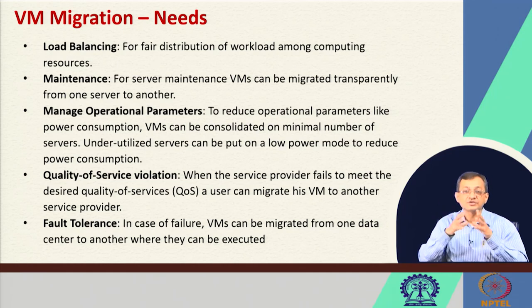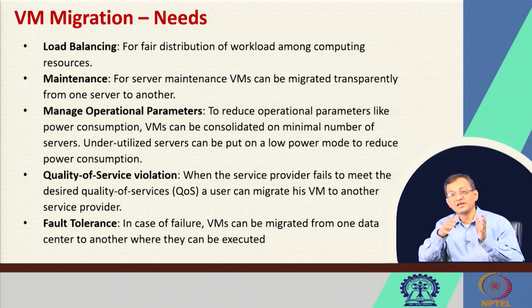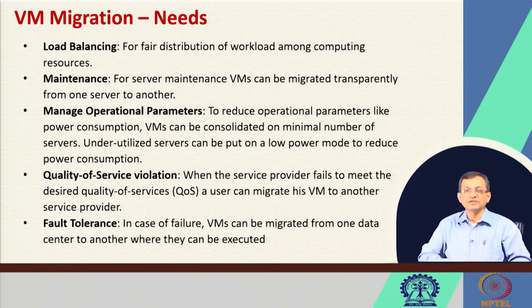At that time you need to shut down that server, so those VMs have to be migrated elsewhere. In some cases, you manage operational parameters like power consumption: VMs can be consolidated onto a minimal number of servers, and underutilized servers put on low power mode, etc. Like I have 5 servers, and 5 VMs are running on 5 servers, but they could have run on 1 or 2 servers, right. So, I migrate them, and put the other servers in low power mode when the demand is low, right.